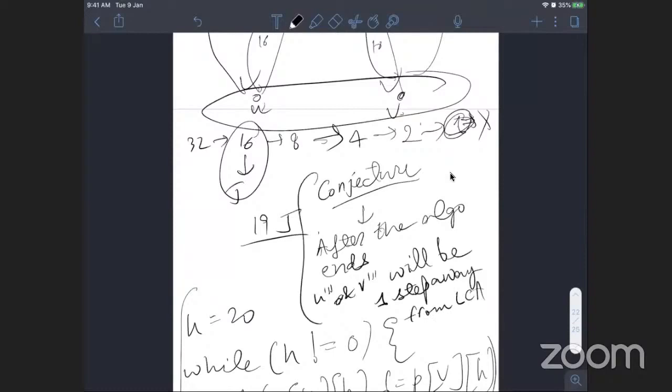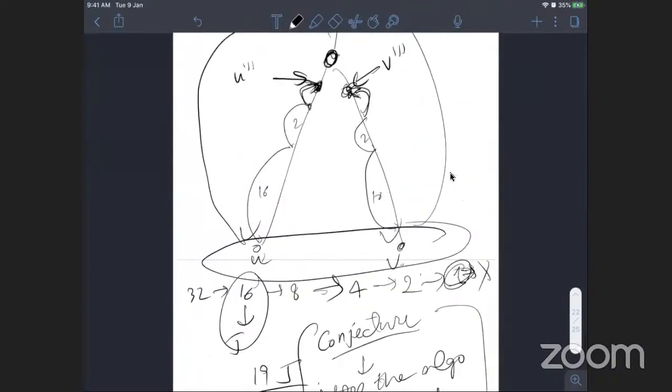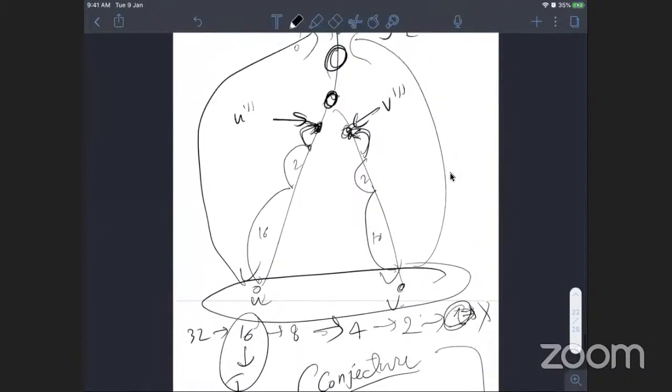That's what our conjecture was, and our algorithm currently does hold on that conjecture. So this algorithm doesn't end at the LCA. Let's clear that confusion. This algorithm doesn't end at the LCA. It ends one step before it. But that's also good enough, right?